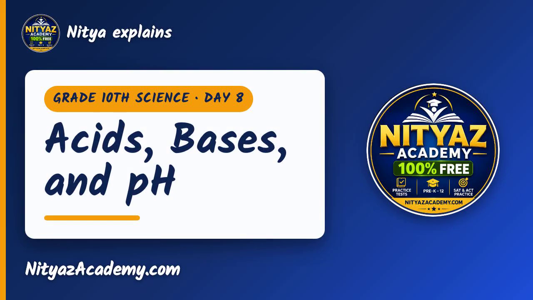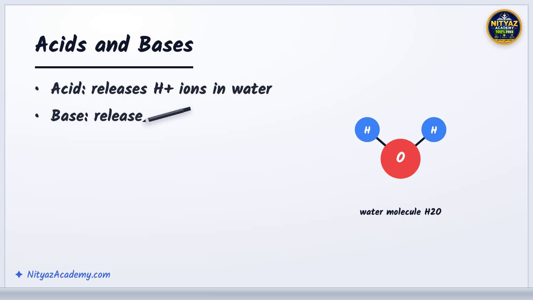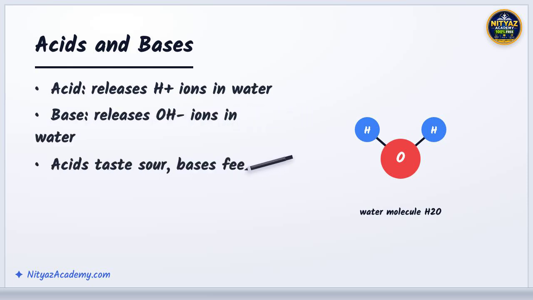Let's learn acids, bases, and pH together, step by step. Acids and bases are opposites that come alive in water. An acid releases hydrogen ions, written H+, into the solution. A base releases hydroxide ions, written OH-. Acids taste sour, like lemon, while bases feel slippery, like soap. These ions are what give acids and bases their characteristic and very different chemical behaviors.